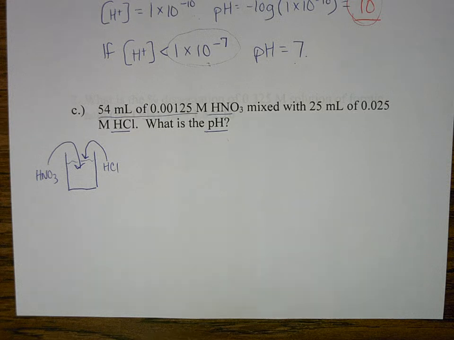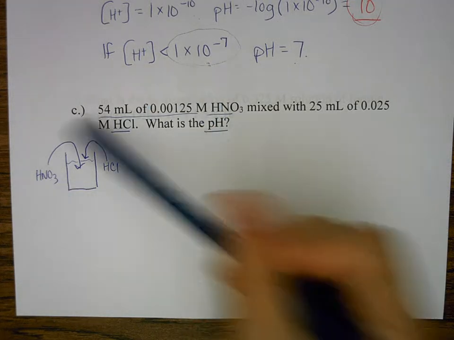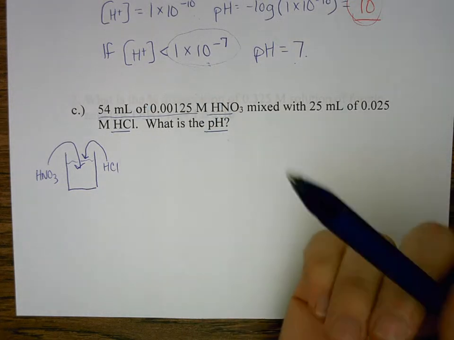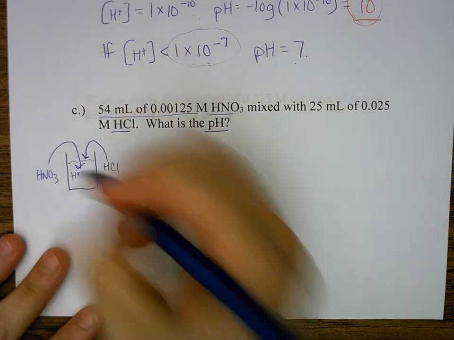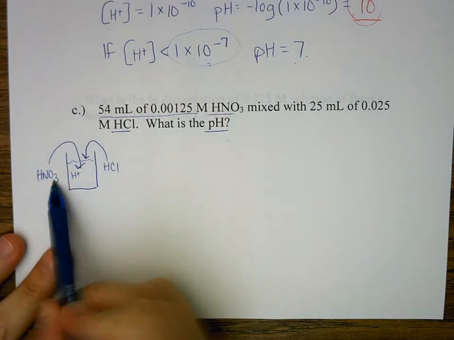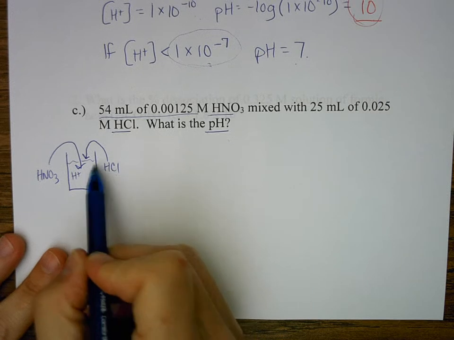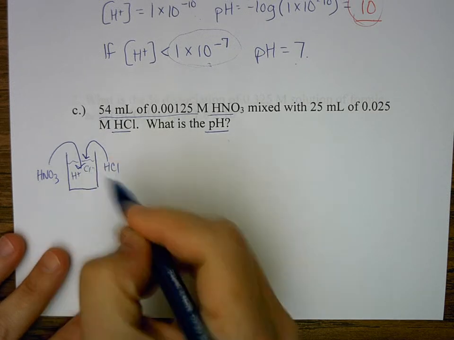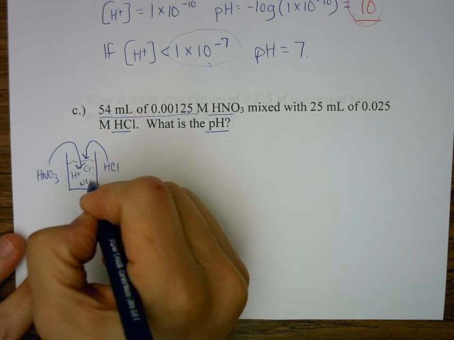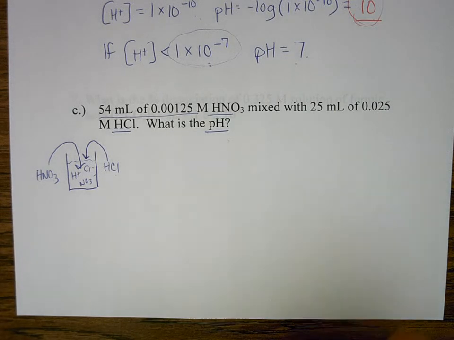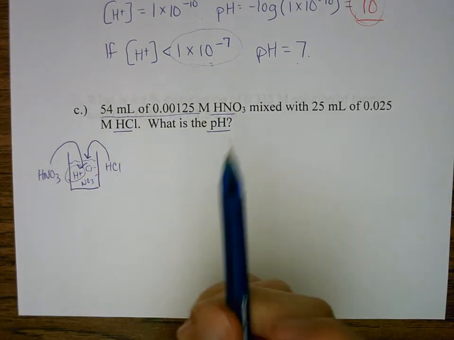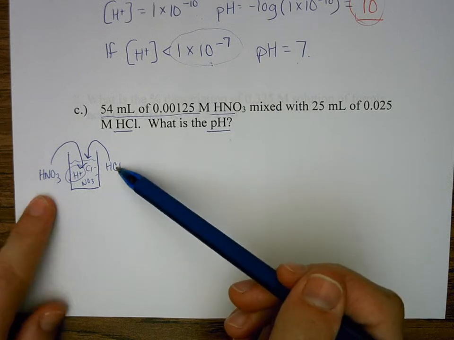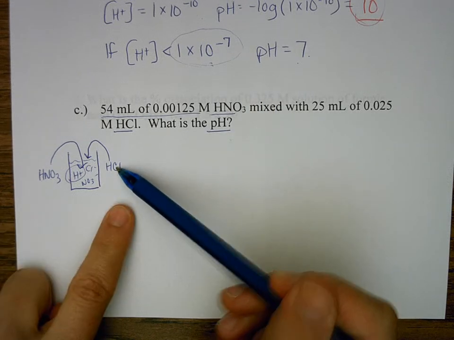Now both of these are strong acids, and so they're both going to fully dissociate. So when I put them in the solution, I'm going to have hydrogen ions from the nitric acid, hydrogen ions from the hydrochloric acid, and then there will be chloride ions and nitrate ions, just floating around in there. What I need to figure out is the concentration of hydrogen ions, and it's coming from 2 sources, the nitric acid and the hydrochloric.